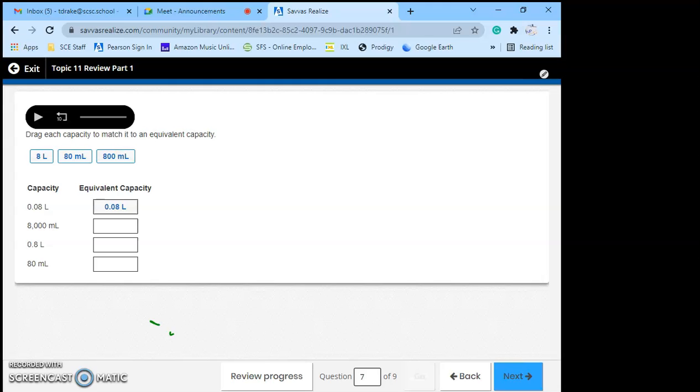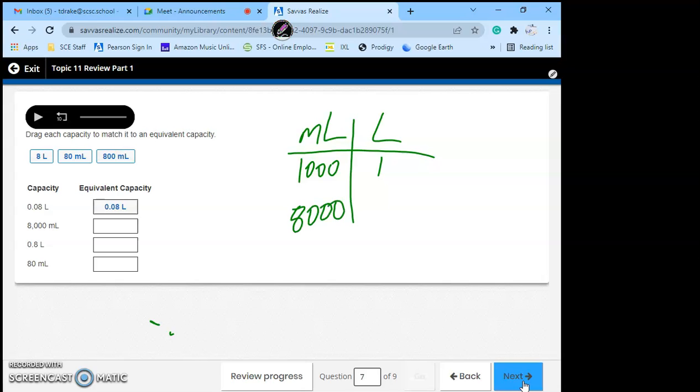8,000 milliliters. Well, if we change milliliters to liters, there's 1,000 milliliters in 1 liter. We have 8,000 of them. How do we get from 1 to 8,000? Times 8. What's this times 8? 8 liters. Do we have an 8 liters? We do. So I'm going to move that one down here.